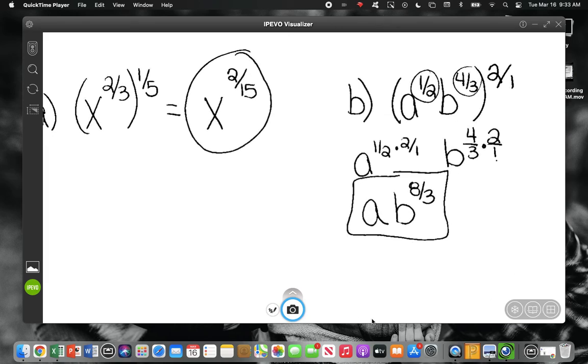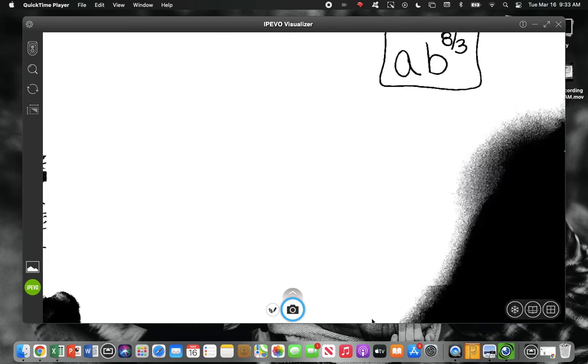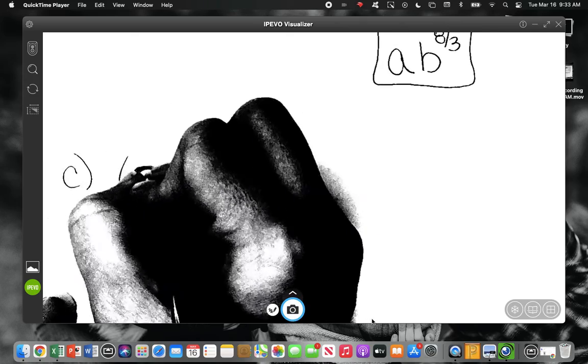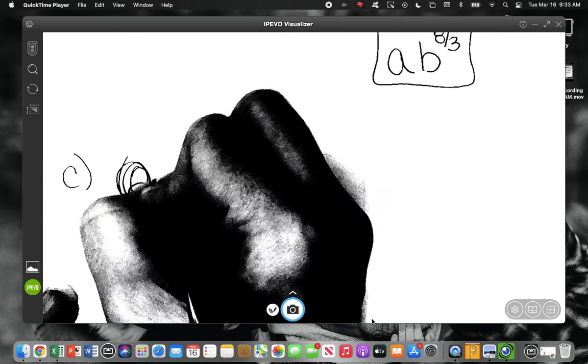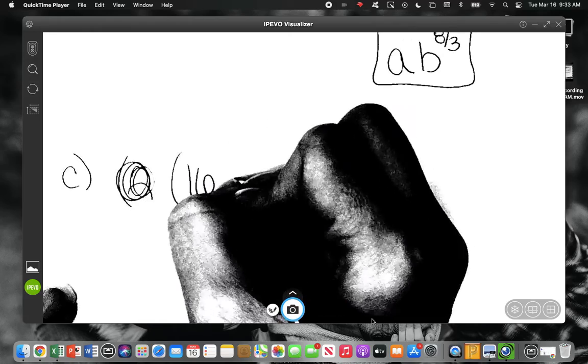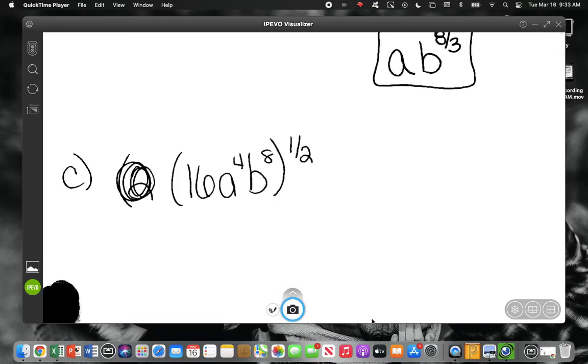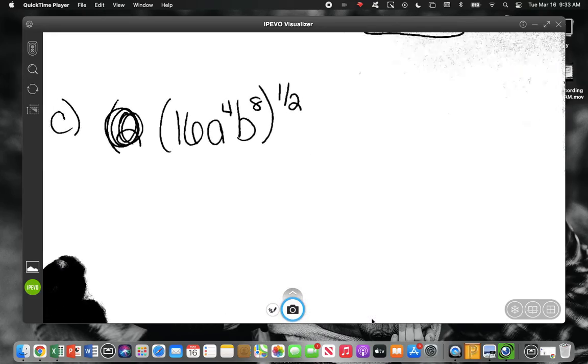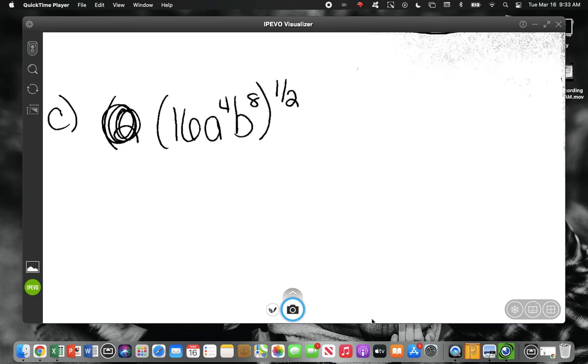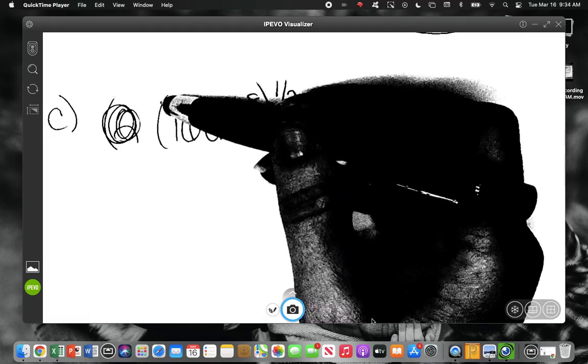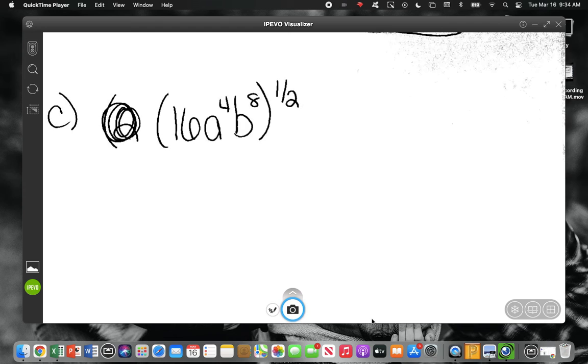Now, I do have one more because we didn't do one with the coefficient. This will be our last one for the day. All right, is 16 in the parentheses? Yeah. All right, so whatever is in the parentheses gets taken to the 1/2 power, correct? Even the coefficient? Yes. Everything, even the coefficients, get taken to the power.